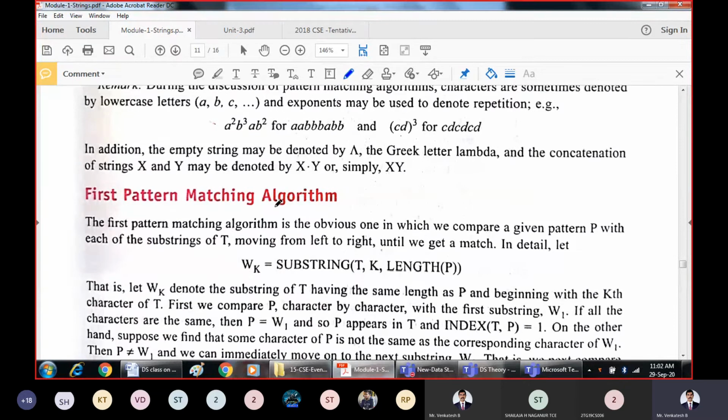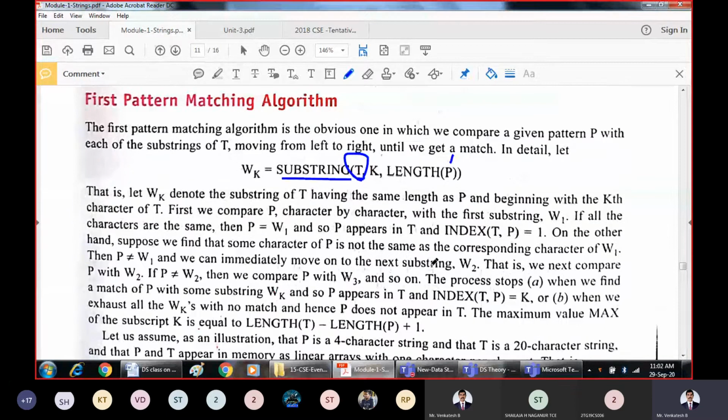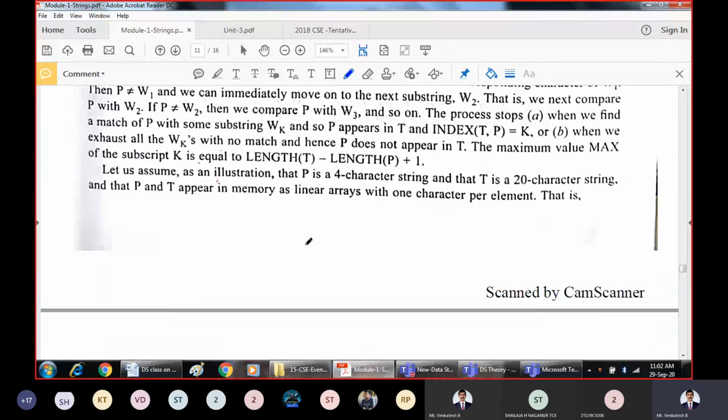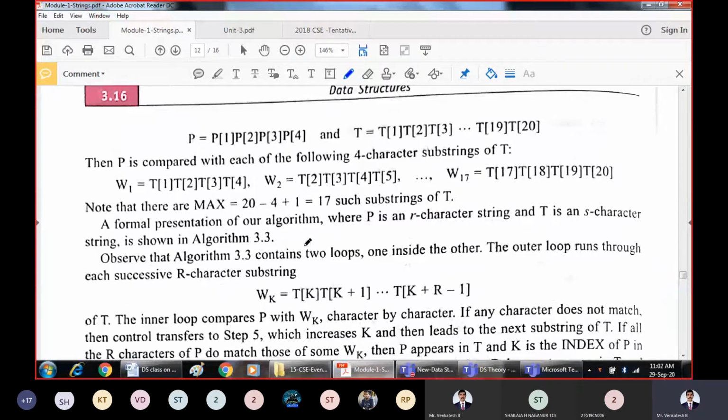What is the first pattern matching algorithm? This is very similar to the substring search we studied earlier. We just find whether the substring is present in the main string, where P is the pattern we want to search. We search the entire text T, starting from the first character, and go on searching the substrings. I'll take this theoretical discussion directly through an example.